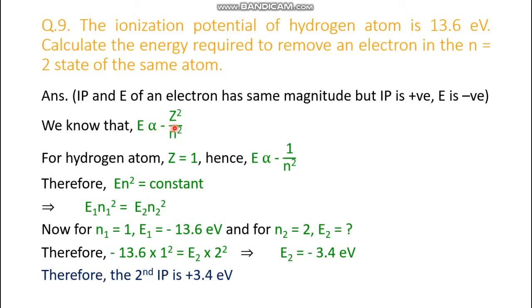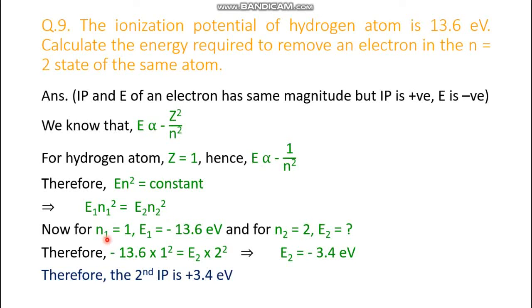E varies as minus Z square by n square. Otherwise, if you put in a constant term, there is also a negative sign. But in the case of ionization potential, this negative sign becomes a positive sign. So for the hydrogen atom, for Z equals 1, E varies as minus 1 by n square. That means E times n square equals some constant.